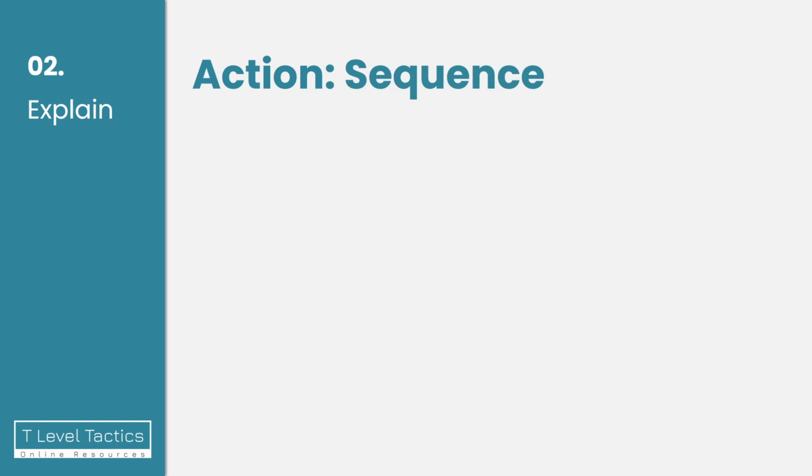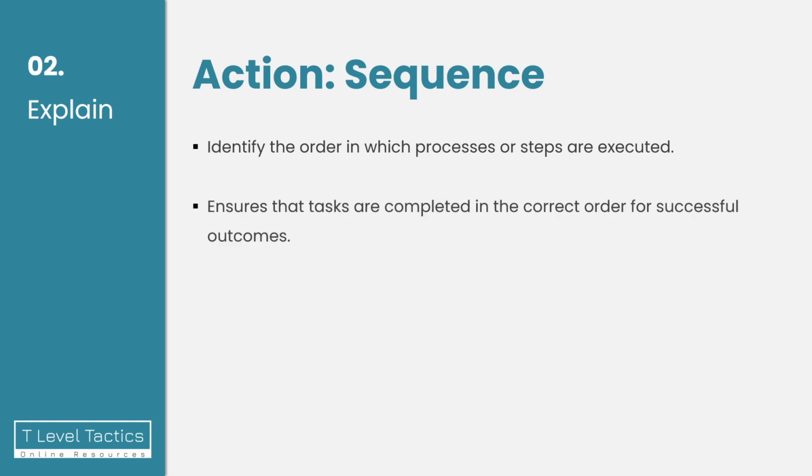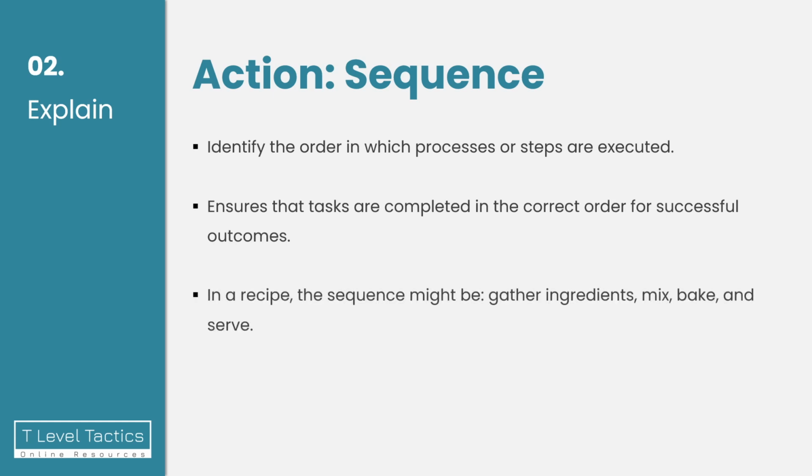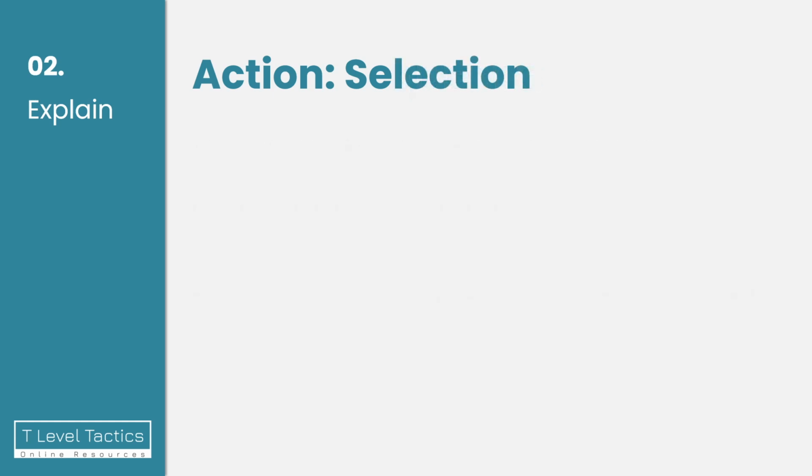Sequence is where we can identify the order in which processes or steps are executed. This means we can ensure that tasks are completed in the correct order for successful outcomes. For instance, in a recipe, the sequence might be to gather ingredients, mix the ingredients, bake, and then serve. They need to be carried out in that specific order to get the correct outcome.